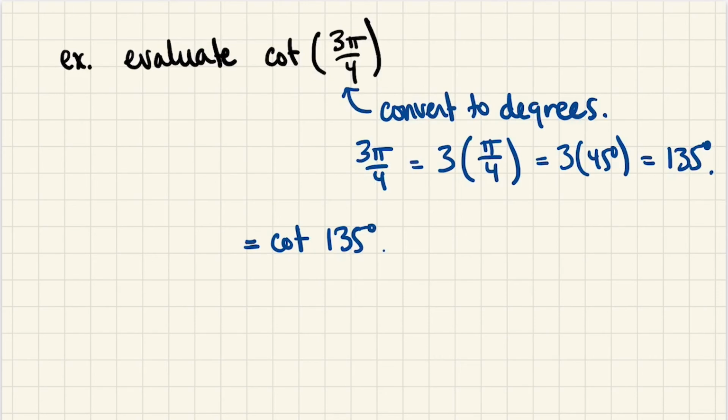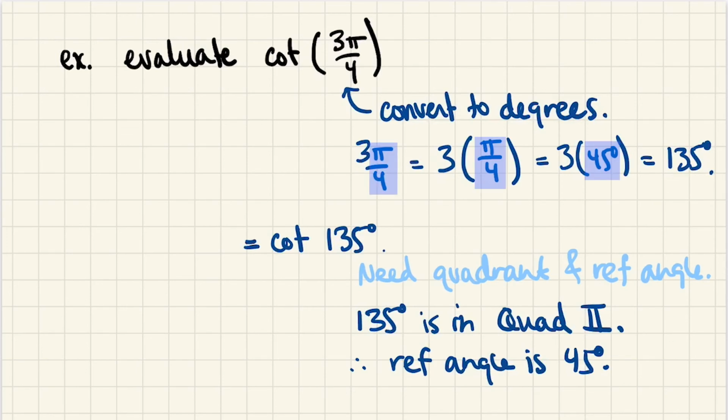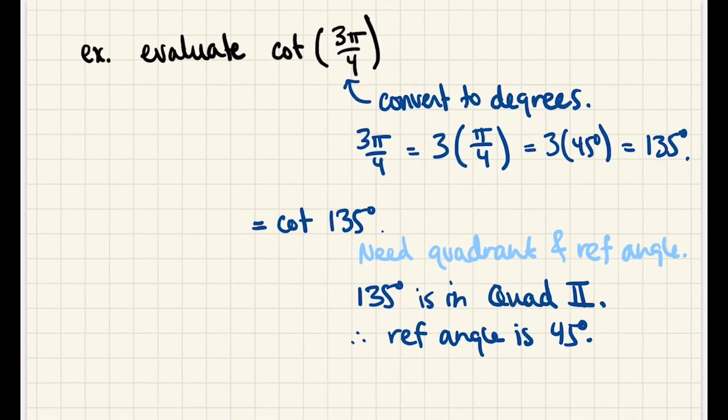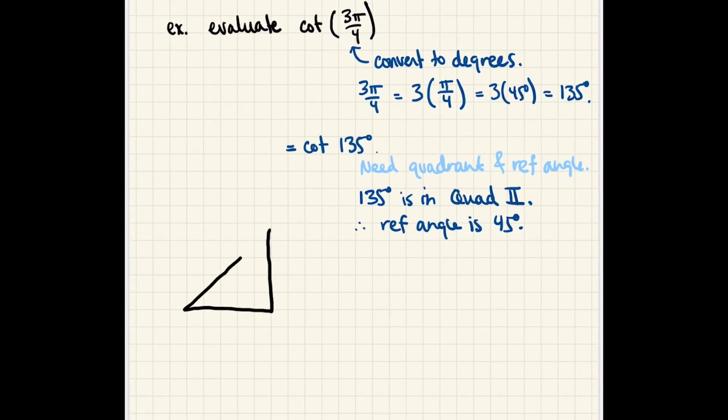Well, we're of course again going to need the quadrant and the reference angle here. Well, we know that 135 degrees is in the second quadrant, and so its reference angle is 180 minus 135, so that would be 45 degrees. But of course, we could have predicted that simply by looking at this stage of the conversion and noting that this is the reference angle right here, 45 degrees. Well, that means we're going to need to evaluate this using a 45, 45, 90 special triangle.